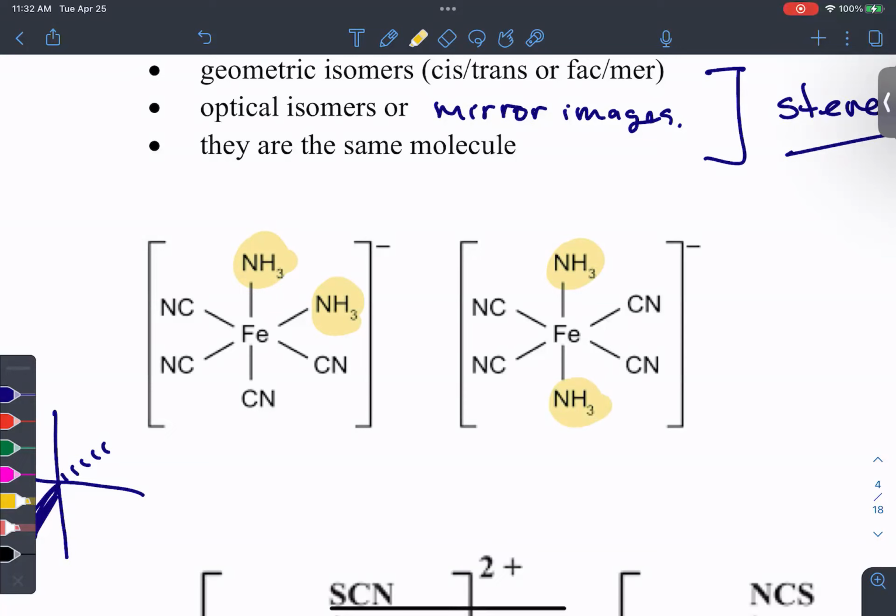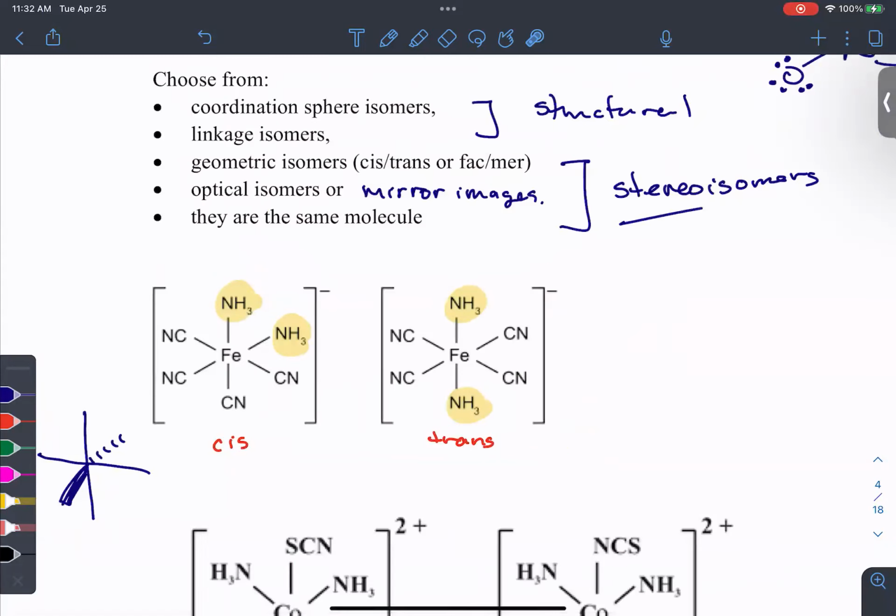What kind of isomers are these? Cis and trans, yes. So in this example, ammonias are next to one another in the coordination sphere. And then in this compound, they are across from one another. So that's the trans version. So these are stereoisomers. They have the exact same chemical formula. If you count every atom, they're the exact same. It's just how they're arranged spatially that is different.